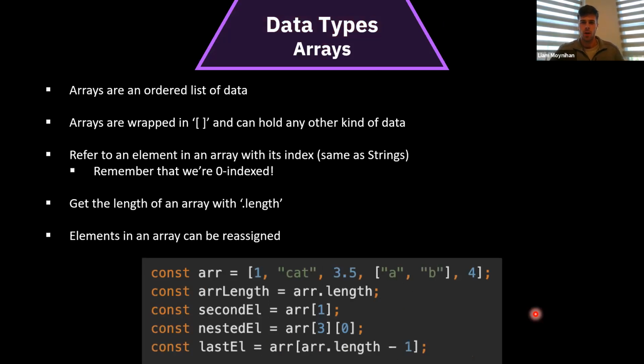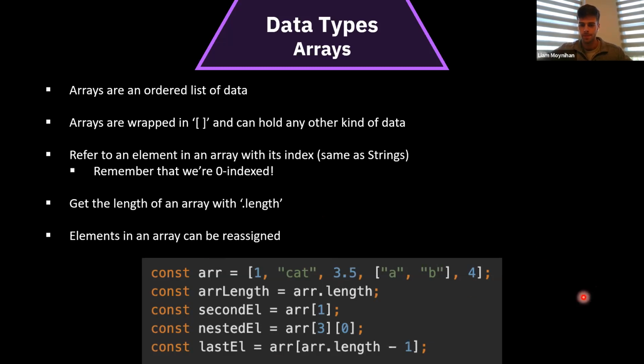So the next type we're going to talk about is arrays, and arrays are just an ordered list of data. We can see they're wrapped in brackets, and they can hold any other kind of data. Again, just like strings, we can refer to elements in the array by its index. We're still zero indexed, the first element is still zero. We can also get the length of an array with dot length, again, just like strings. And then we can also reassign elements in an array, which isn't in this example, but we'll see it on the next slide.